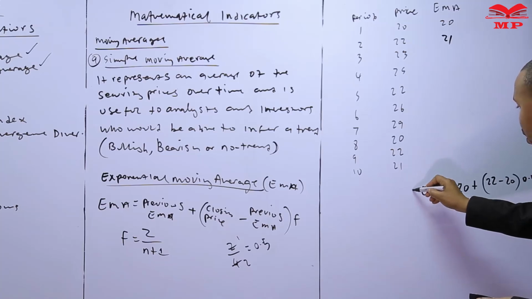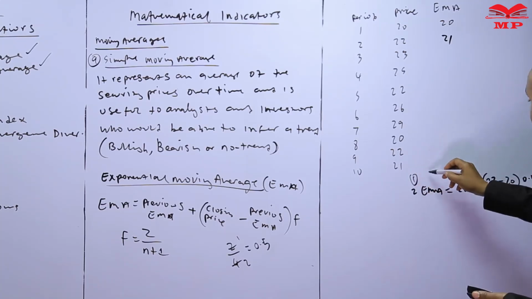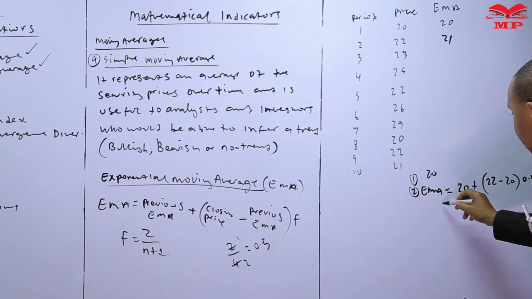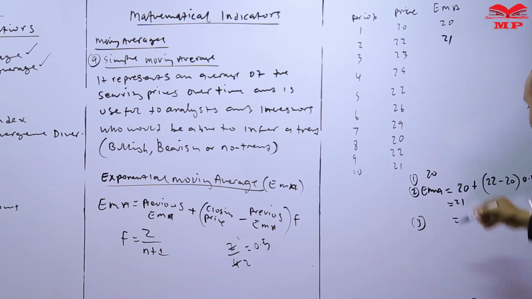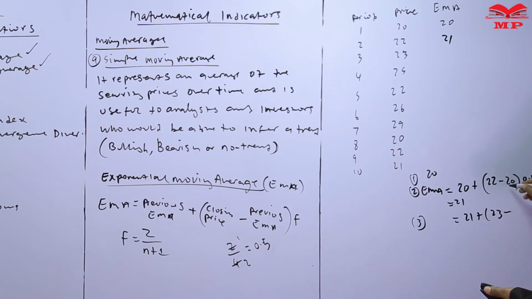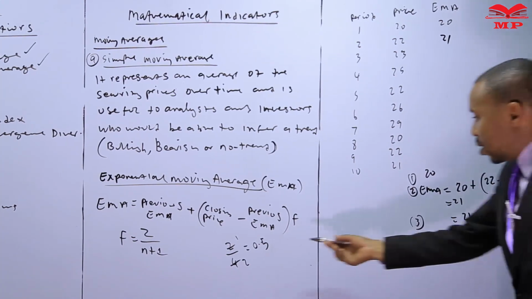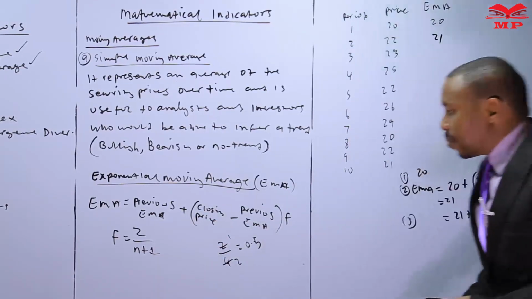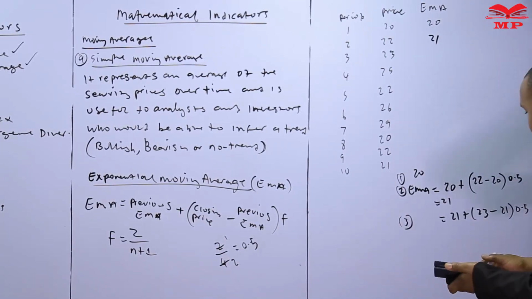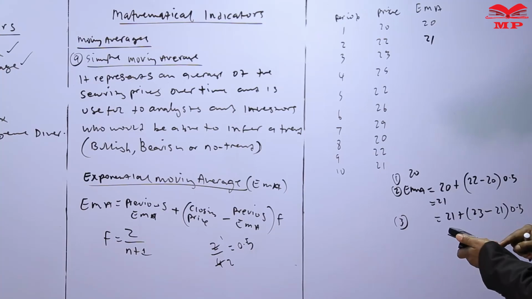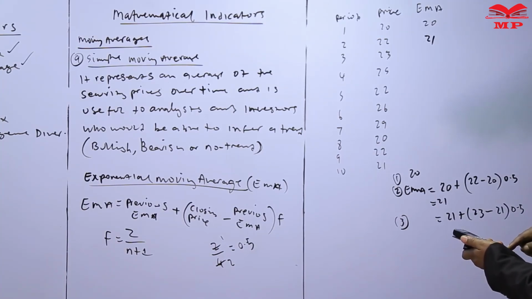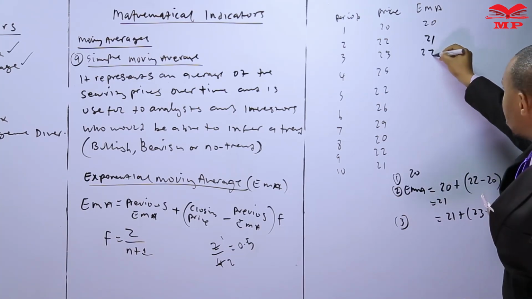Assuming we continue like that, that's for the second period. For the first period, we have 20. For the second period, we have 21. For the third period, how much do we have? We have the previous EMA, 21, plus the closing price, 23, minus the previous EMA, 21, multiplied by 0.5. Notice the 0.5 is constant because it is 2 over 4. So we have 23 minus 21, multiplied by 0.5, then we add 21. We get 22. And so on and so forth.